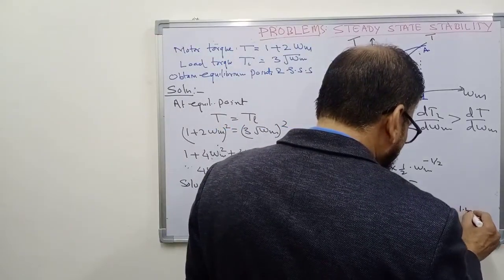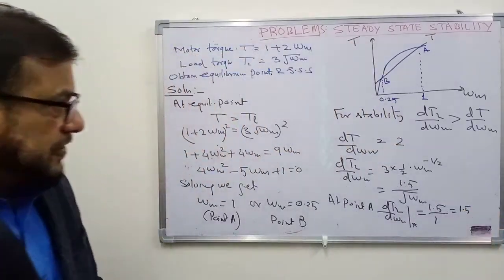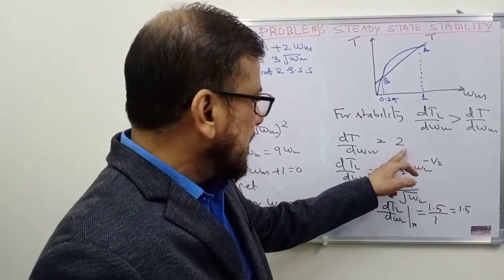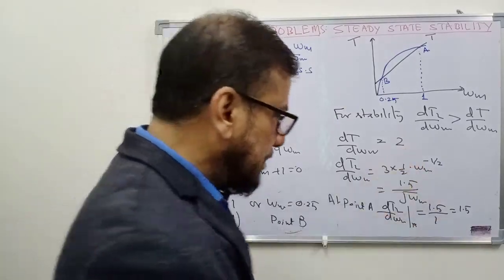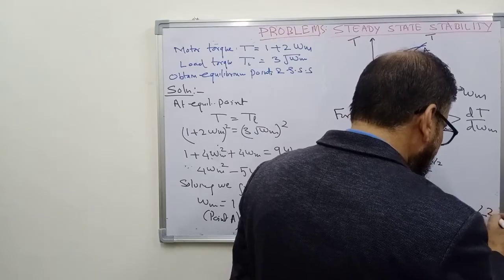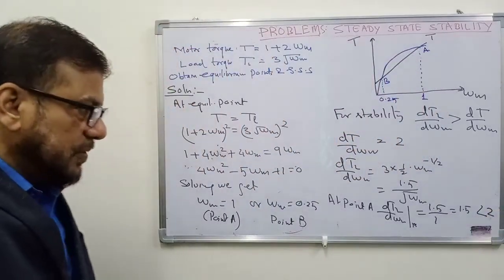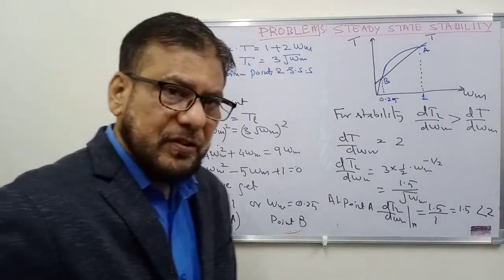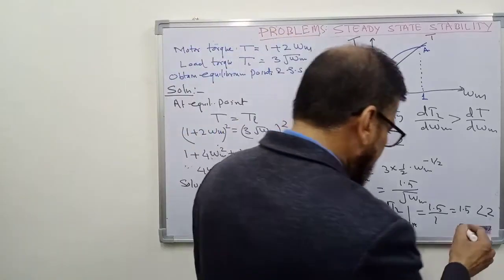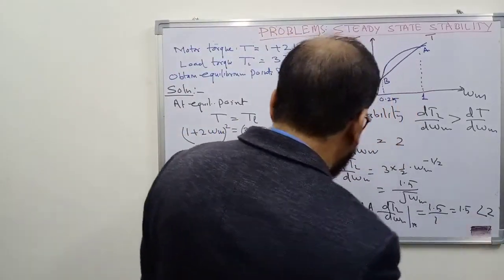dTL upon d omega m at point A is equal to 1.5 upon square root of 1, that is 1. It is equal to 1.5, which is less than dT upon d omega m. This means that this point is not a stable point. So this point is unstable.